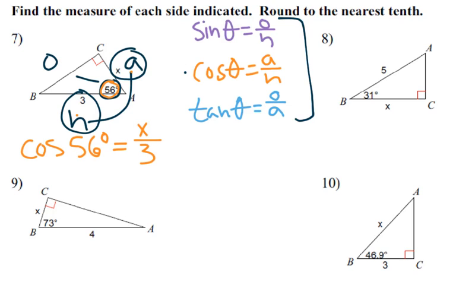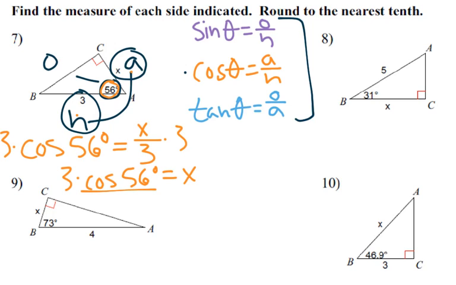So now I solve for x. Well, how do I do that? Well, we times both sides by 3. So I get 3 times the cosine of 56 degrees equals x. Now, cosine of 56 degrees is just simply a number. But I need my calculator to figure out what that number is.